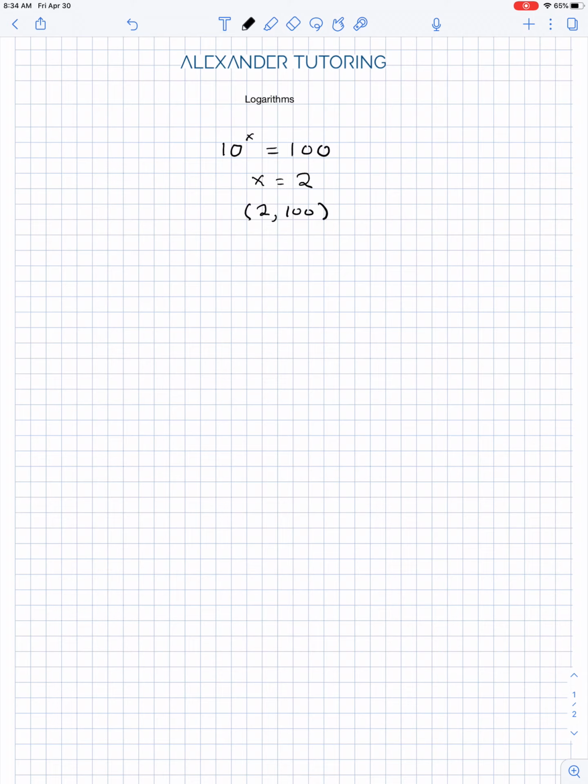So what's an inverse function? Well, basically it flips the input and output. So what it should do is have 100 go in and have a 2 come out. And what that looks like is log base 10 of 100 equals 2. In other words, when a 100 goes into the logarithm function, a 2 comes out.